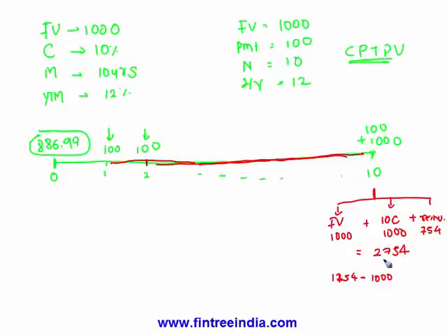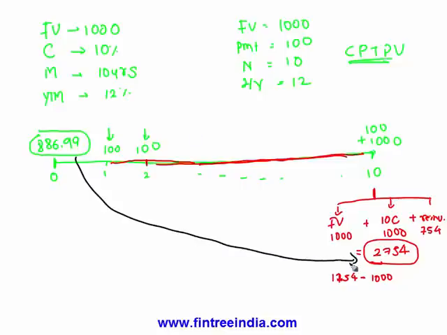So what's happening with this investor? At time 0, he invested 886.99. At time 10, the total amount he will have with him is 2754. Using this data, we can calculate the realized yield of the investor. And how do you do that?